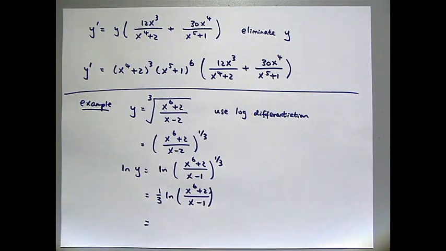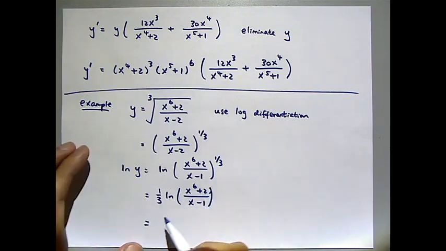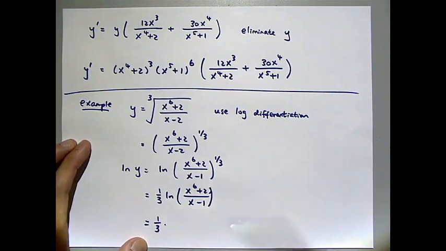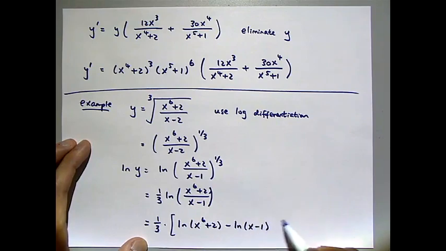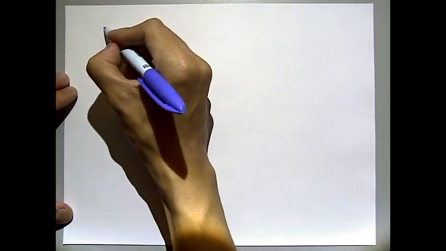Now we can split that complicated log into simpler stuff. Product is addition, quotient is a difference. So this is 1/3 times this entire thing, natural log of the top, minus natural log of the bottom. And be very careful that 1/3 gets applied to both of these, not just the first one. It's up to you what you want to do with that 1/3. You can distribute it now, so let's distribute that.